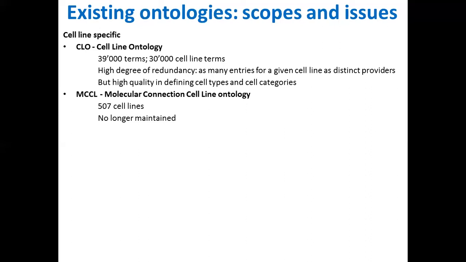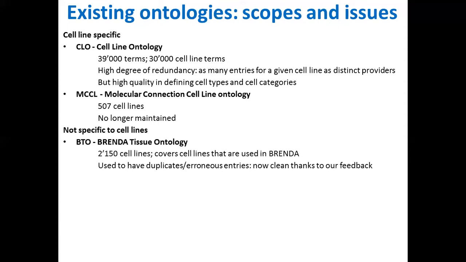There was an ontology developed in India by Molecular Connection, a company in India. It's no longer maintained, so I'm not going to really discuss this, and it was quite small. But then there are some other ontologies which are not specific to cell lines, but which cater to cell lines. The most well-known and biggest one is the Brenda Tissue Ontology, BTO, and it has 2,000 cell lines. But of course, this is limited by the scope of Brenda in that they, in fact, capture information which is useful for the annotation efforts in terms of enzymes.